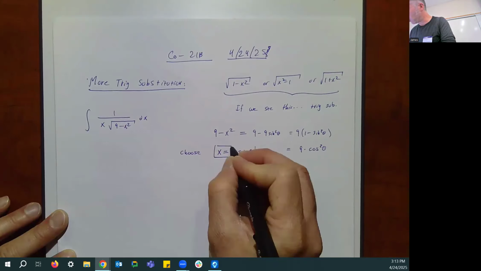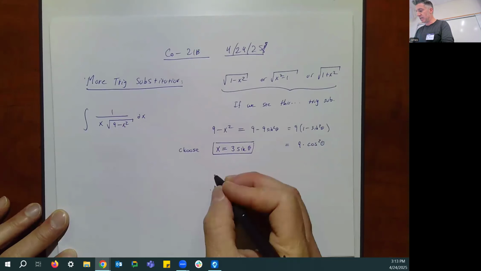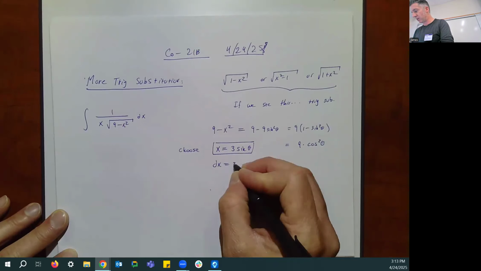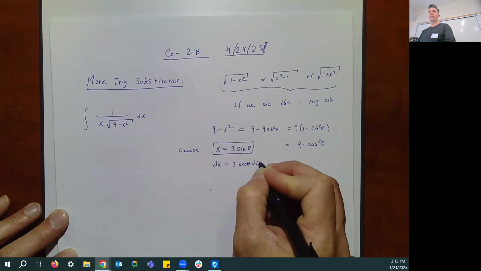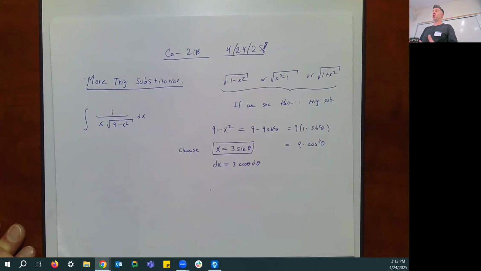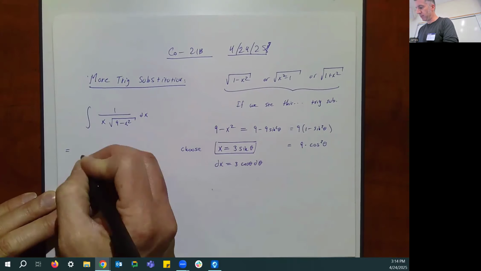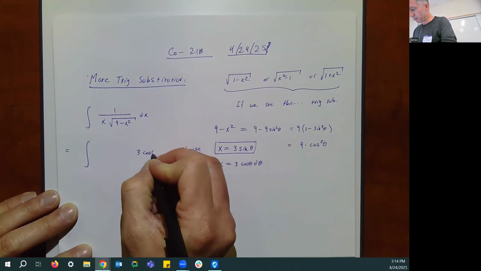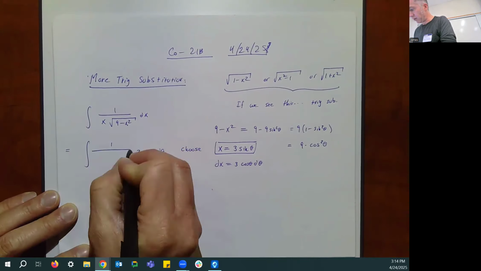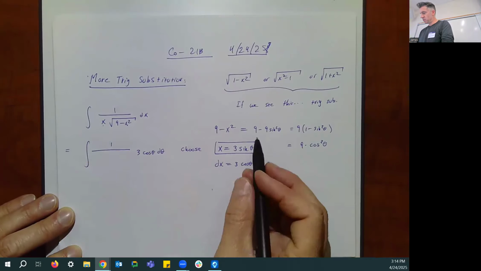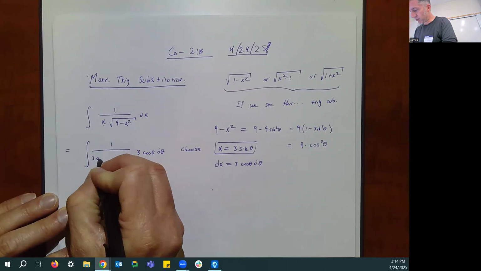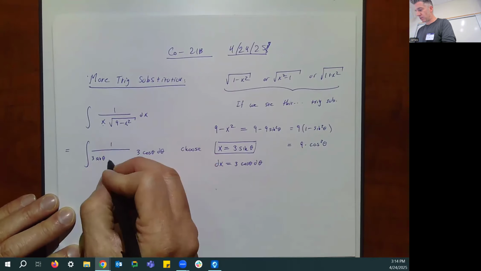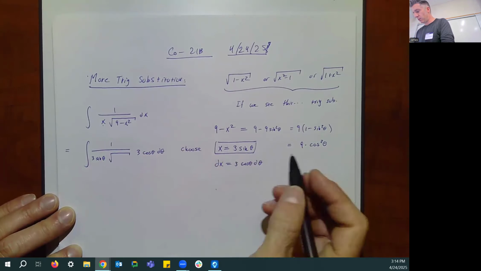And then we are for sure going to make sure that we write down dx equal to 3 times cosine theta times d theta. And then we're going to proceed with our change of variables. Every x, especially the dx, has to turn into a theta. So our integral now gets to become, so dx is 3 cosine theta d theta. 1 over x is going to be 3 sine theta. And the square root of 9 minus x squared is going to be the square root of 9 cosine squared.